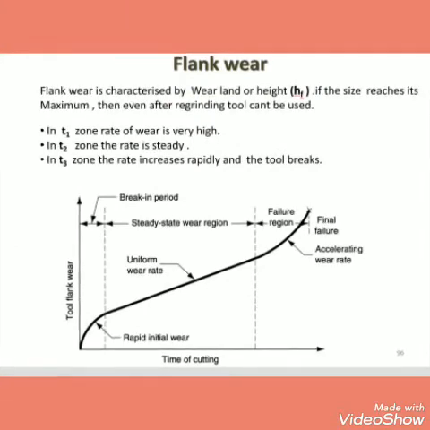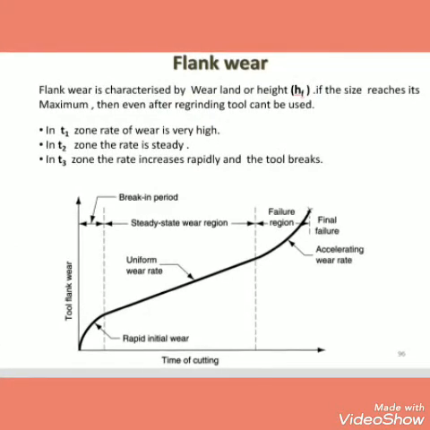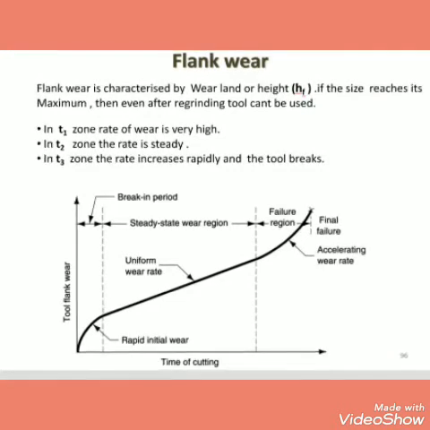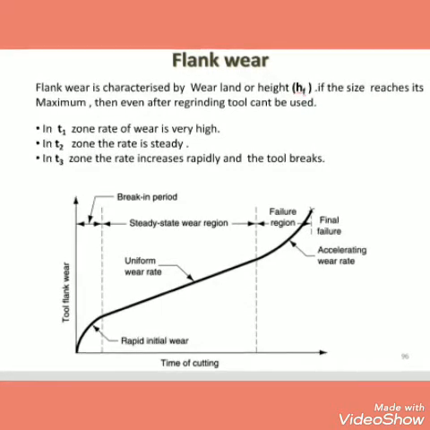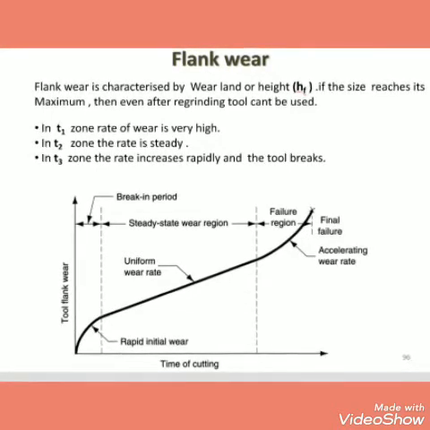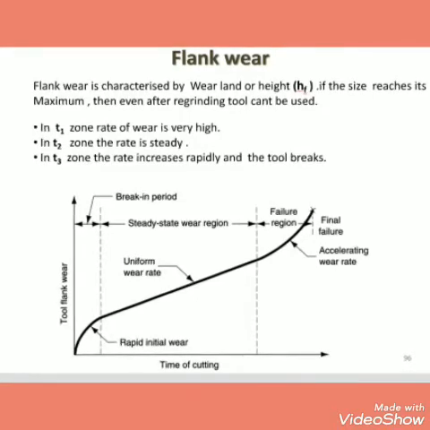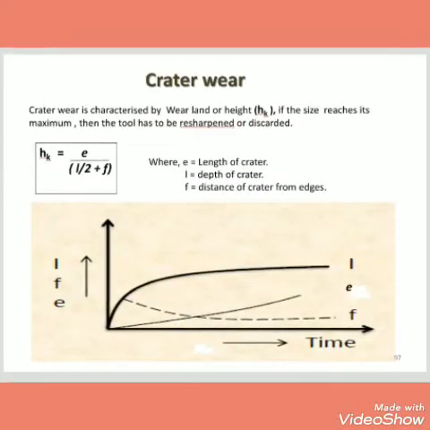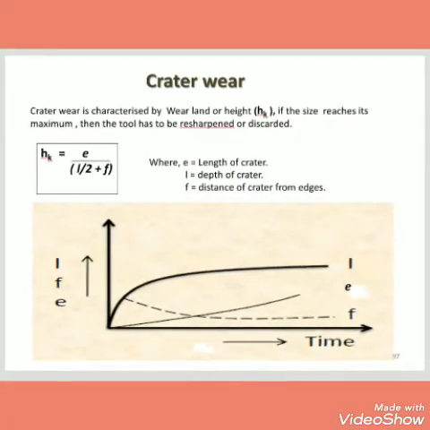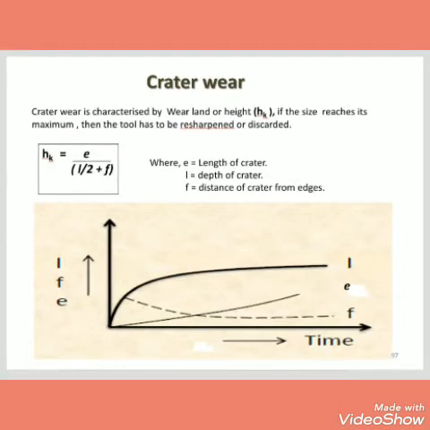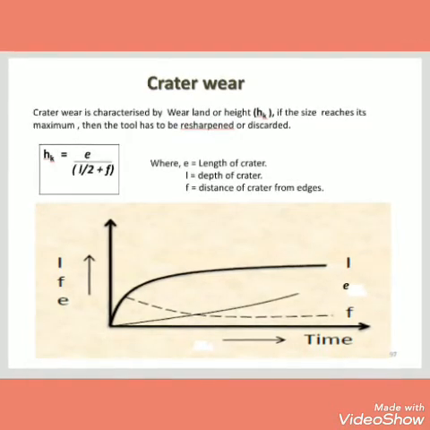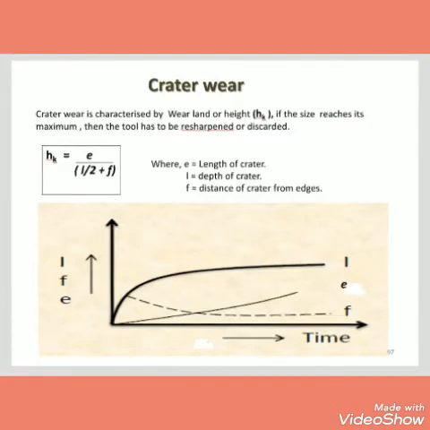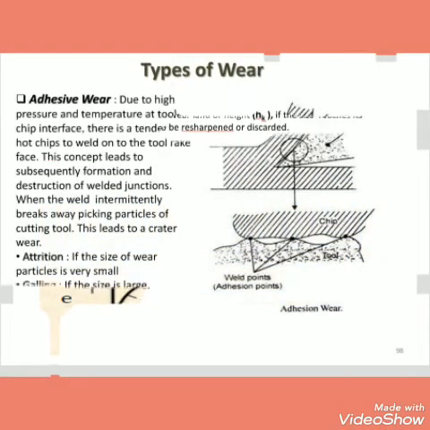So next one is the flank wear. The flank wear is characterized by a wear land of height HF. If the size reaches its maximum, then even after grinding, the tool can't be used. In the graph, the vertical line shows the tool flank wear, and the horizontal line at the bottom shows the time of cutting. At the initial stage there is rapid initial wear, and next one is the crater wear. The crater wear is characterized by the wear land, where the other vertical line is the life, and the horizontal line shows time. And the final equation is HK is equal to E by L by 2 plus F, where E is equal to the depth of crater and L is equal to the length of crater.